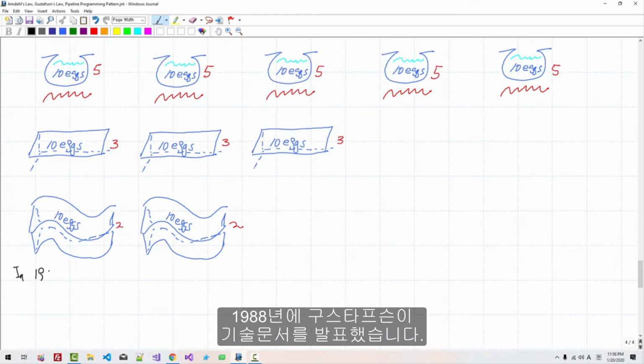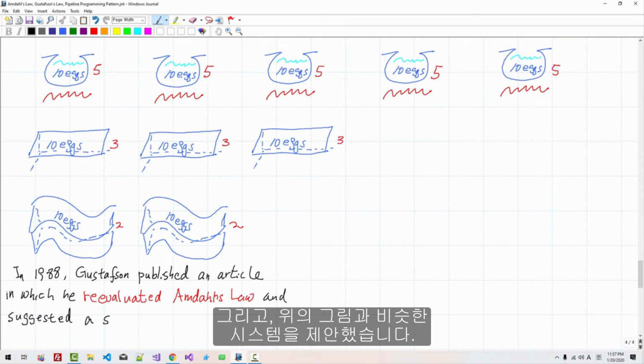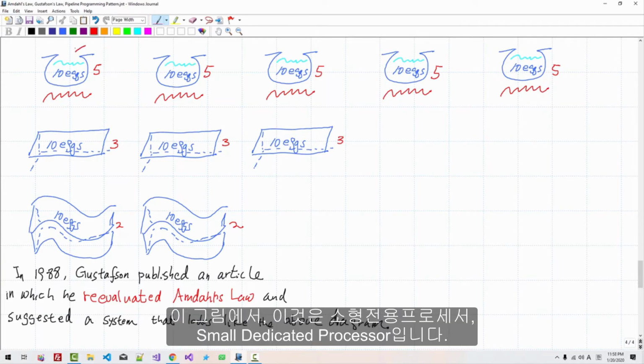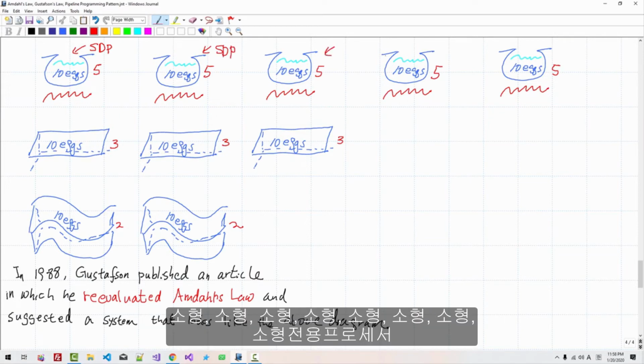In 1988, Gustafson published an article in which he re-evaluated Amdahl's law and suggested a system that looks like the above diagram. In this diagram, this is a small dedicated processor. Small, small, small, small, small, small, small dedicated processors.